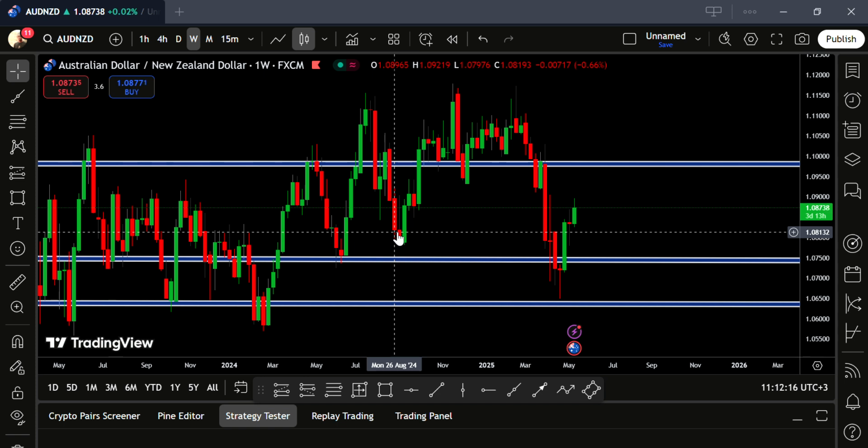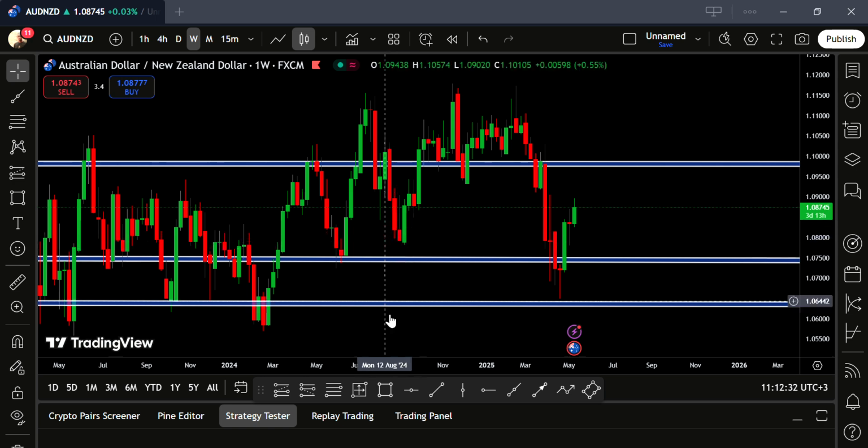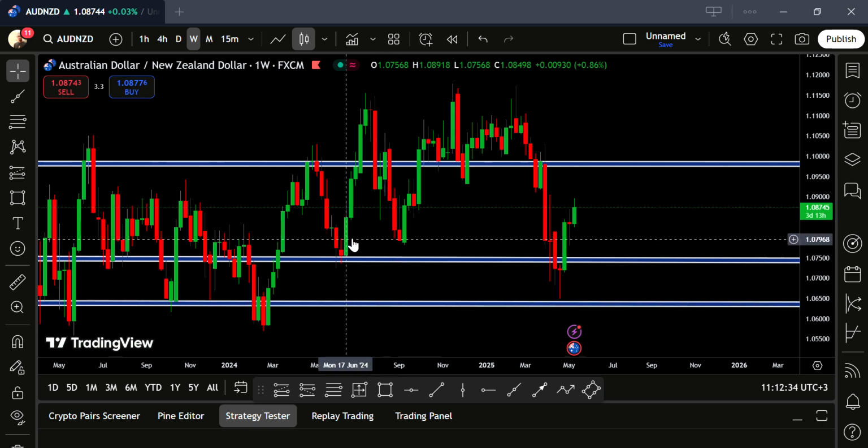Why I use supply and demand is to give me sniper entries. When I get sniper entries, that is when I know that I'm going to get high risk to reward trades. Okay, so now what is happening here?